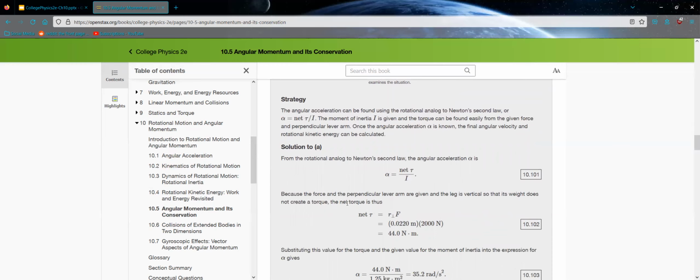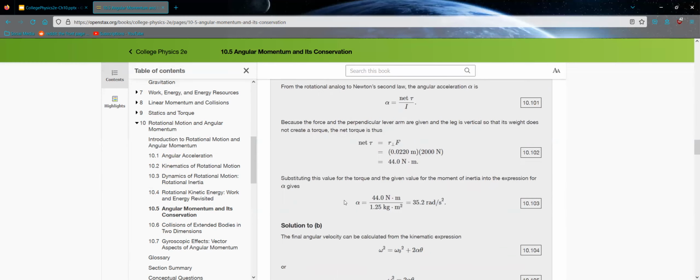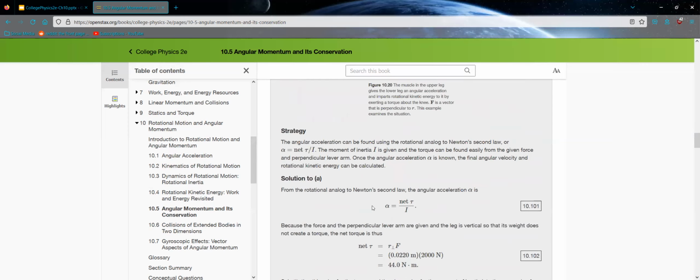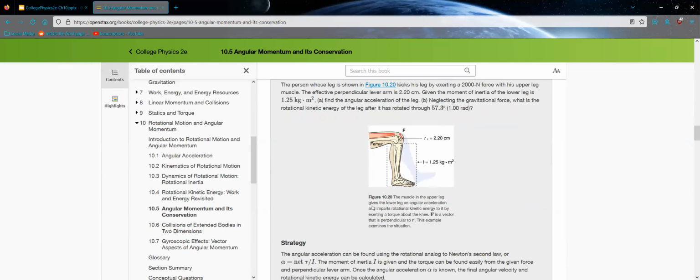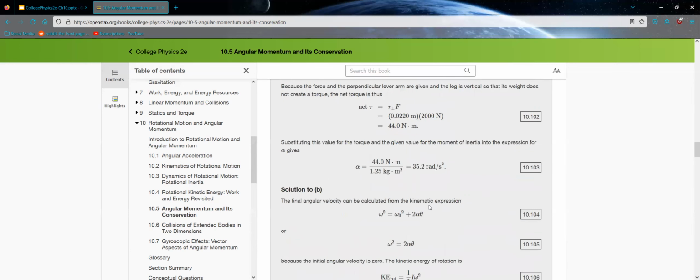So our tau, our torque, right, is again the force being applied over some rotation. That's how torque works. We talked about that a couple of chapters ago. And we know the distance and the force being applied to it. So our net torque is some 44 Newton meters. Dividing that by 1.25, the inertia, kilogram meter squared, lands us at a total acceleration of 35.2 rads per second squared. Cool. Pretty interesting, right? That's how much that big muscle torquing that little teeny connecting part gives our leg a pretty decent amount of acceleration.